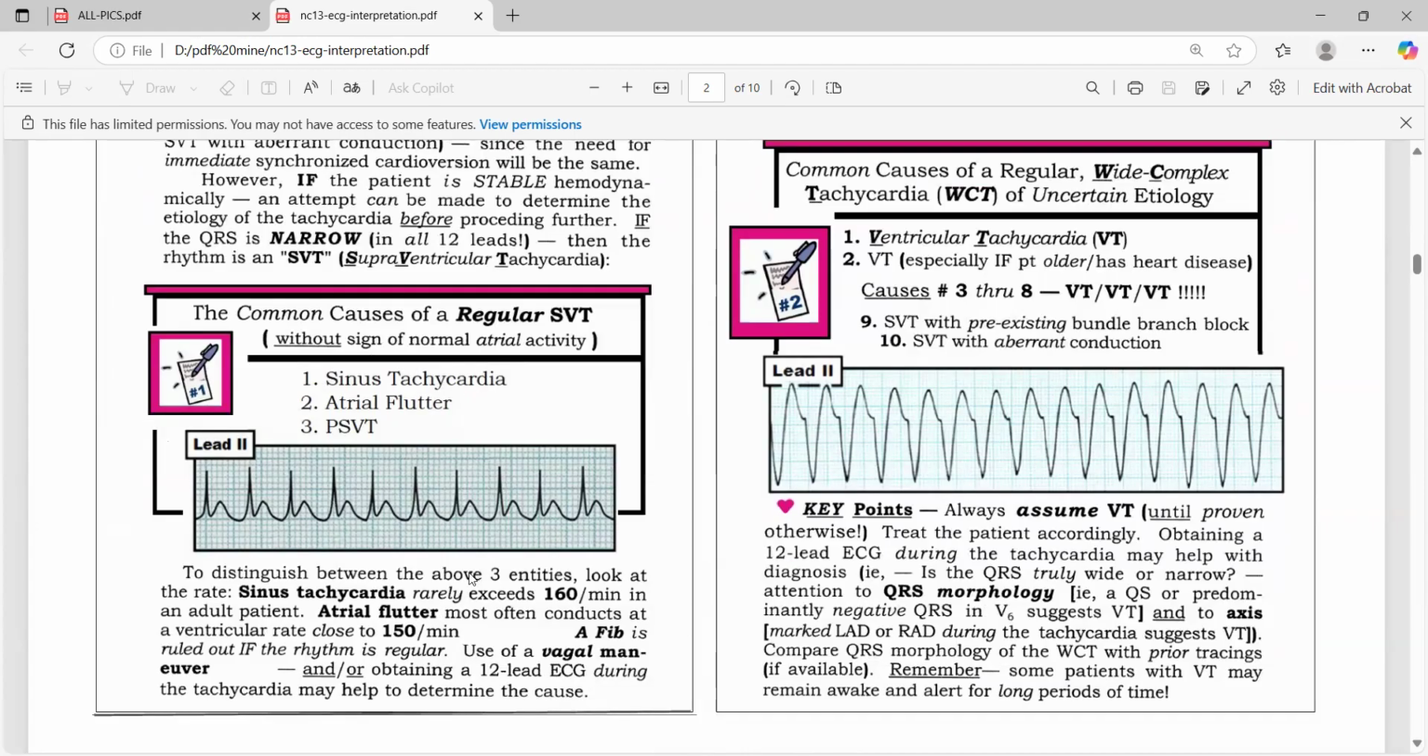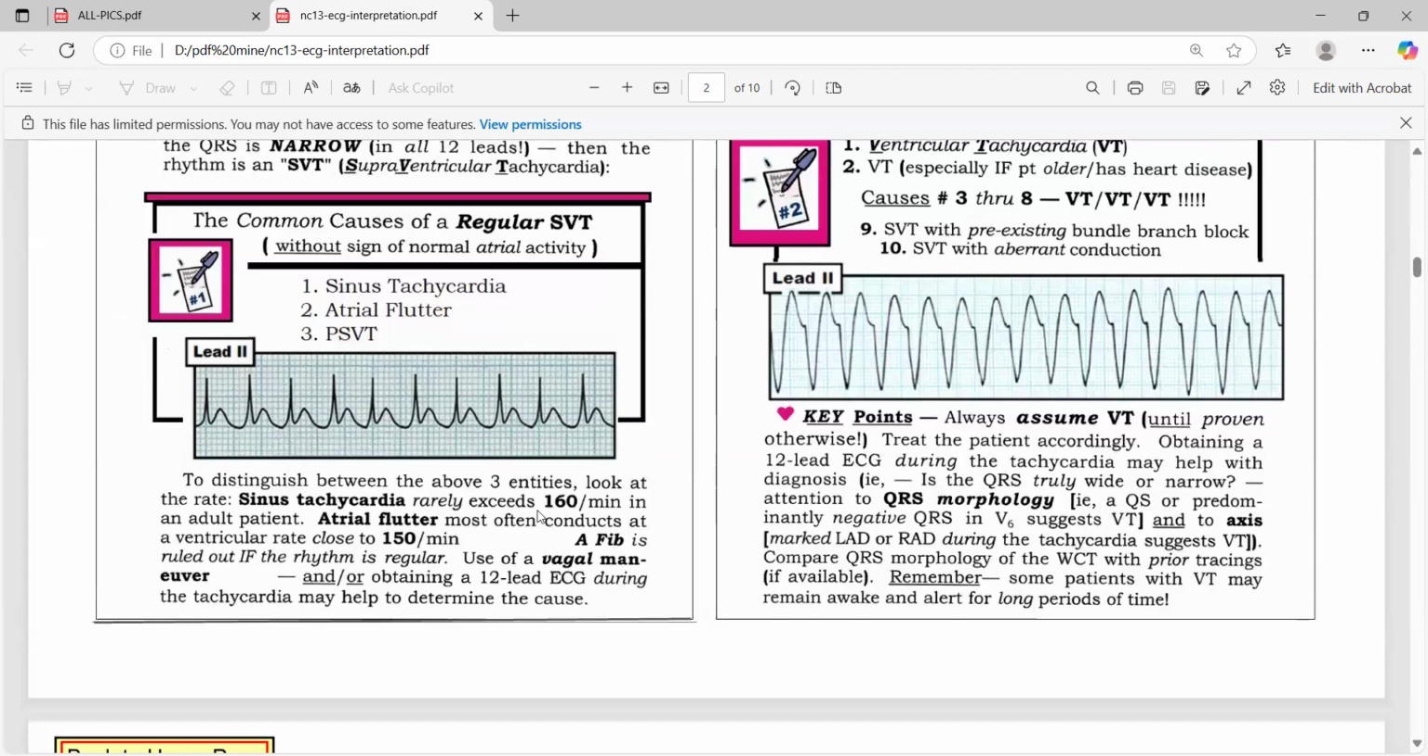Sinus tachycardia is basically when you look at the rate. The rate is basically if it exceeds 160 per minute. So it means this is a tachycardia. And how do you calculate it? 300 divided by the total number of big boxes. Big boxes are this one, like one big box and then the second big box.